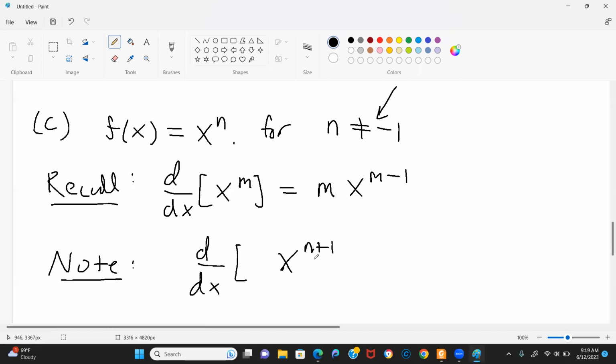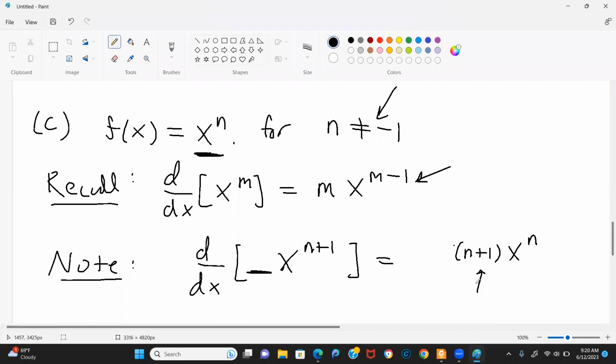This formula right here suggests that we should use x to the n plus 1, because when we differentiate, we're going to reduce the power by 1. I'm leaving this intentionally blank because I want to put something there. If we use the power rule, we bring down the power, so it's an n plus 1, and then it's going to be x to the n plus 1 minus 1. So x to the n. All right, that's close.